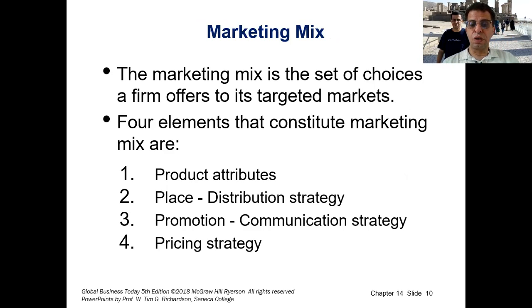We know about the marketing mix or the four P's. The marketing mix is a set of choices a firm offers to its target markets. The four elements that constitute a marketing mix are the product attributes or the product, the place or distribution strategy, the promotion or communication strategy, which is part of it, advertisement, and the pricing strategy, how much you're supposed to price it.